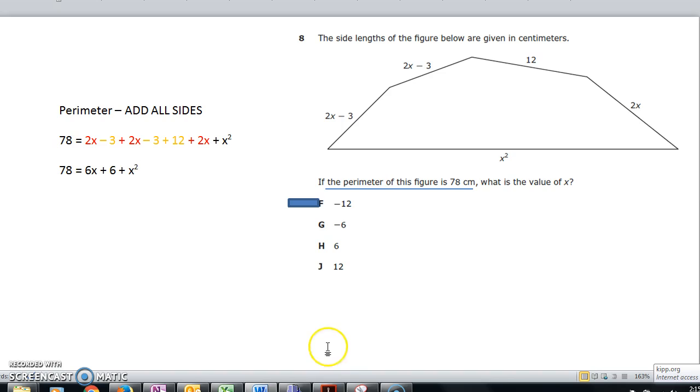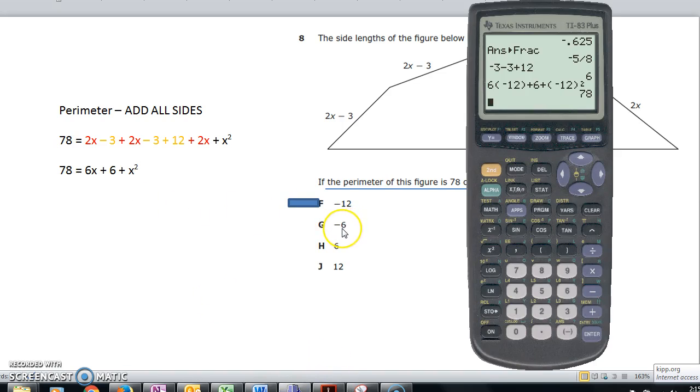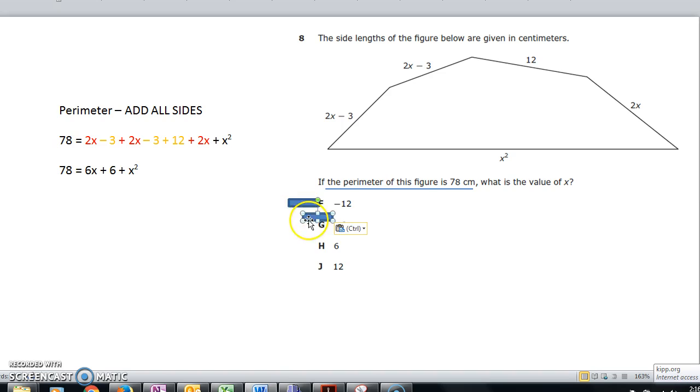Alright. We're going to do the same thing. We're going to take our answer choice, which in this case is negative 6. I'm going to plug that in to x and see if it gives me a 78. So do the same process again, except instead of negative 12, I'm going to put a negative 6. 6 times parentheses negative 6, plus 6, plus, again, plug in negative 6 for x, make sure it's in parentheses, negative 6 squared. I get 6 as my answer, not correct. Cross it off. So definitely not G.